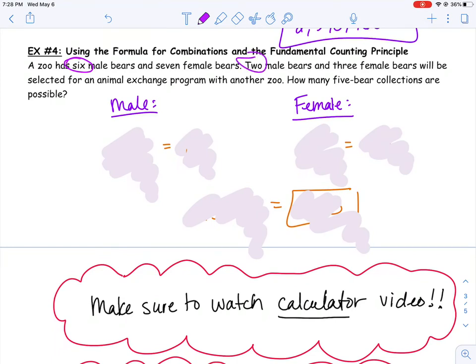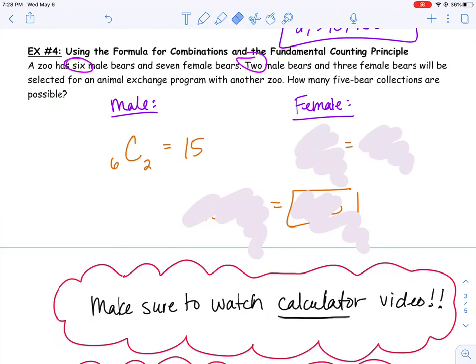And because order doesn't matter, we're going to set up a combination with a 6 choose 2. We have 6 male bears and we want to pick 2 of them. I'm going to do that combinations formula off to the side, calculate the total, and I end up getting 15. I'll show you in a second a video of how you can do that really quickly without having to do it all step by step by step. So hang on with me and I'll show you a trick with your calculator, okay?